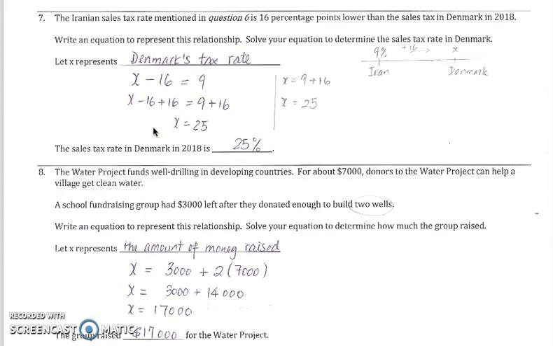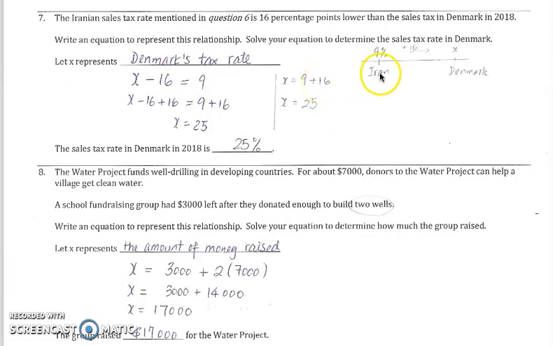Number 7. The Iranian sales tax rate mentioned in question 6 is 16 percentage points lower than the sales tax in Denmark in 2018. Write an equation to represent this relationship. Solve your equation to determine the sales tax rate in Denmark. So let's organize our thoughts before jumping to the math.